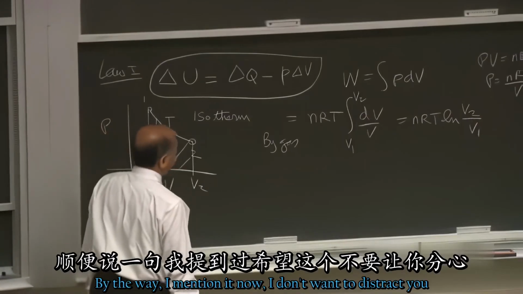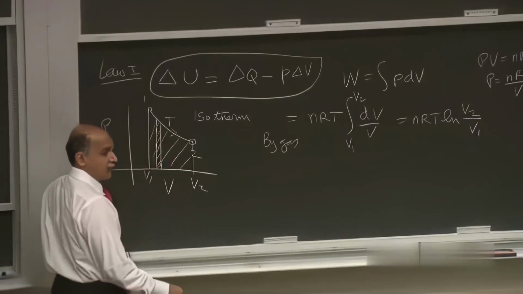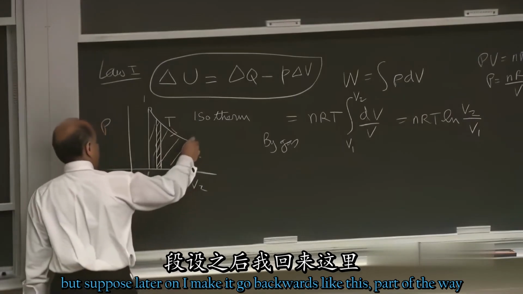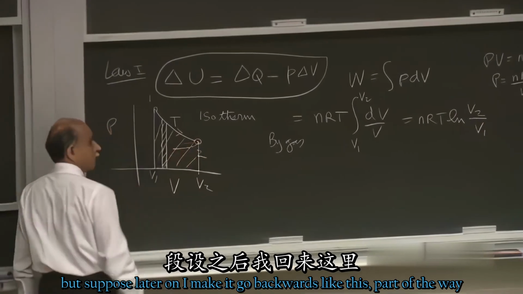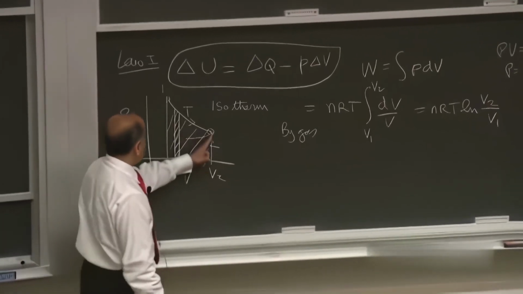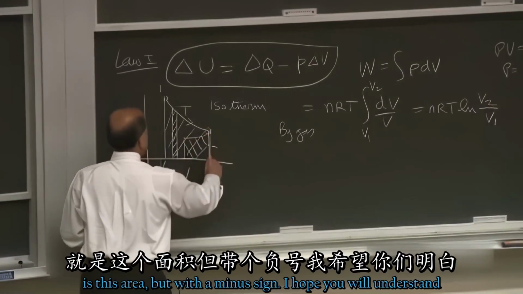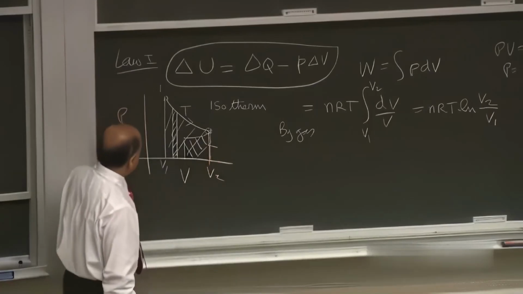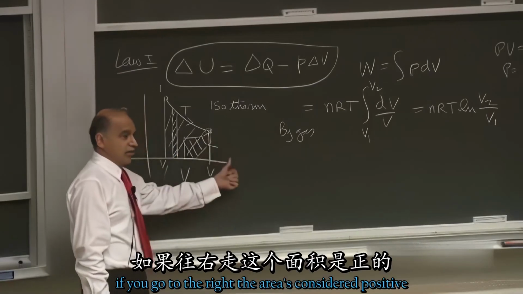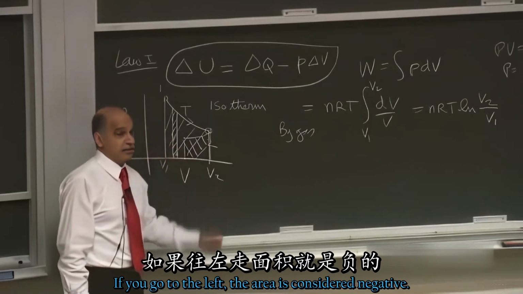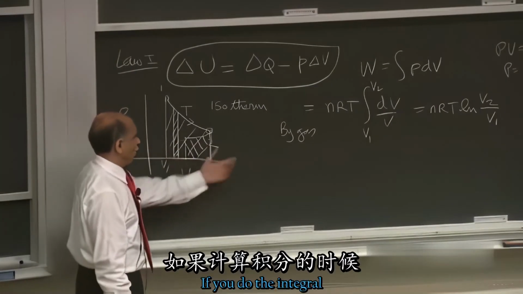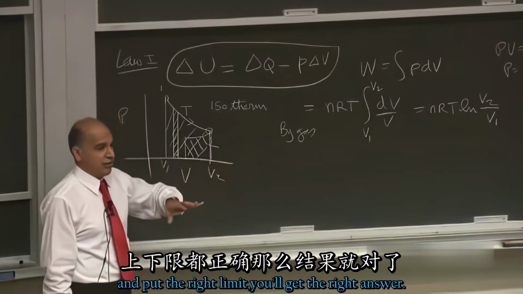By the way, I mention it now, I don't want to distract you. But suppose later on I make it go backwards like this, part of the way. The work done on the going backwards part is this area, but with a minus sign. I hope you'll understand. If you go to the right, the area is considered positive. If you go to the left, the area is considered negative. If you do the integral and put the right limits, you'll get the right answer.